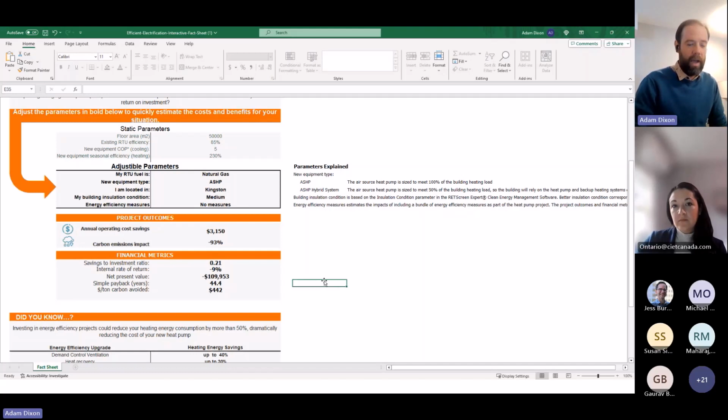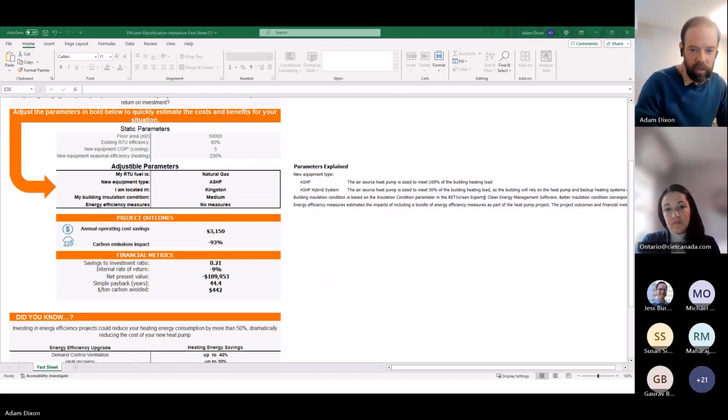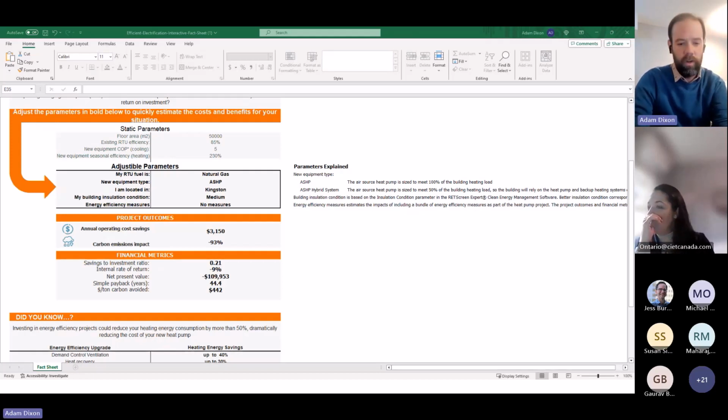So if you're not hindered by capital costs and you don't need to worry about these things, if your goal is simply to reduce carbon, maybe you jump in here and do this. And this is where I find this tool is useful. You can see the value of doing those energy efficiency measures first before jumping in and doing your heat pump. So what I'm going to do is quickly record some of these numbers. We have our operating costs, 3150. Our carbon emissions impact is negative 93. Investment ratio is 0.21. Internal rate of return is negative 9.